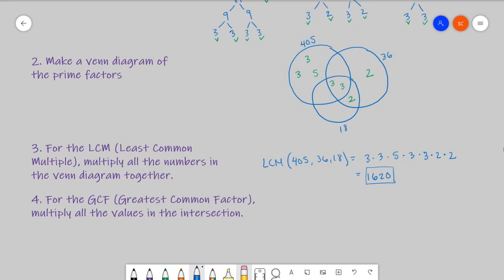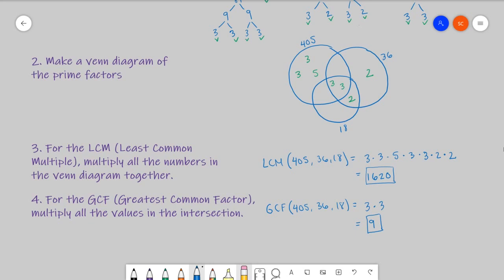Let's talk about the greatest common factor. So GCF here. Same notation. So GCF of 405, 36, and 18. We're going to multiply together all the values that show up in that very center intersection. In our case, it's just 2 numbers, 3 times 3. I bet you know that multiplication off the top of your head. That's 9. So the greatest common factor, or the number that goes into all three of these, is 9.